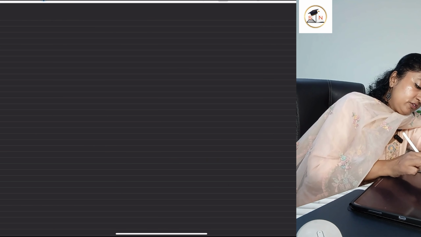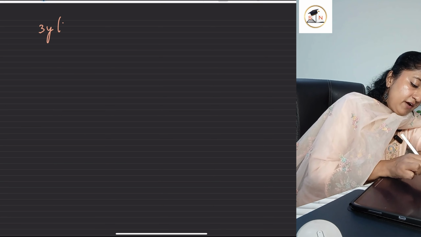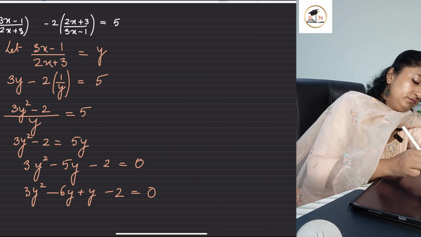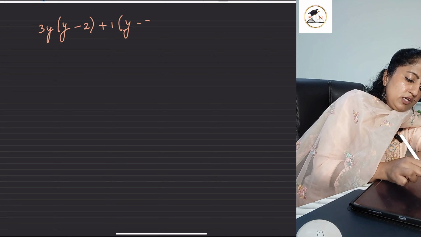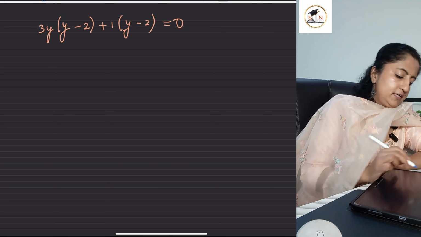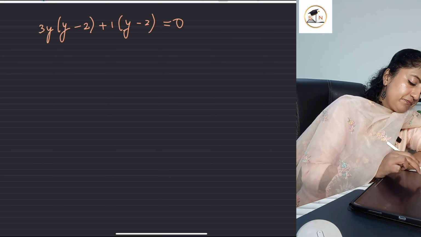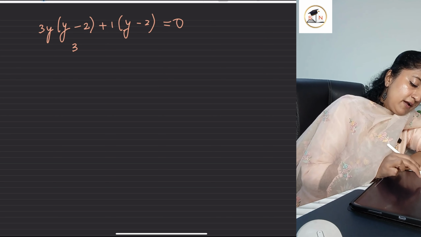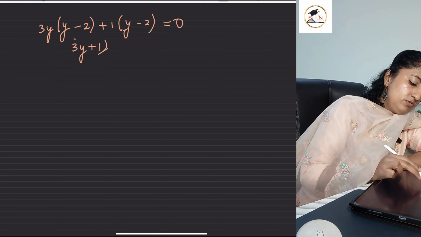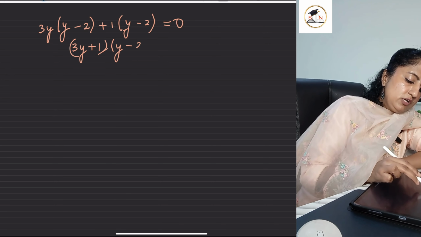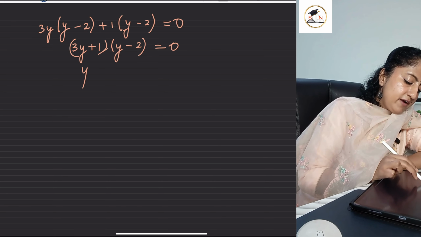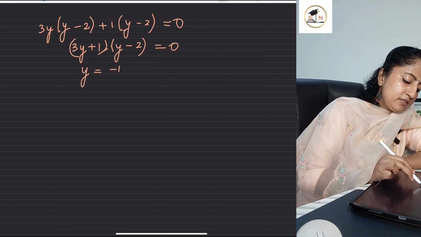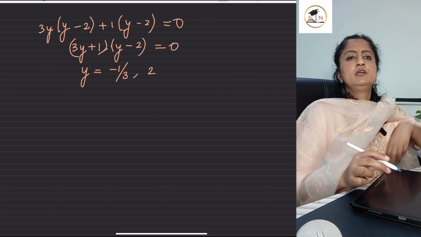We get 3y outside, (y minus 2) plus 1 (y minus 2) equals 0. Right? After grouping, we are getting this. So now we have (3y plus 1) into (y minus 2) equals 0. Right? The final values of y are minus 1 by 3 and 2.